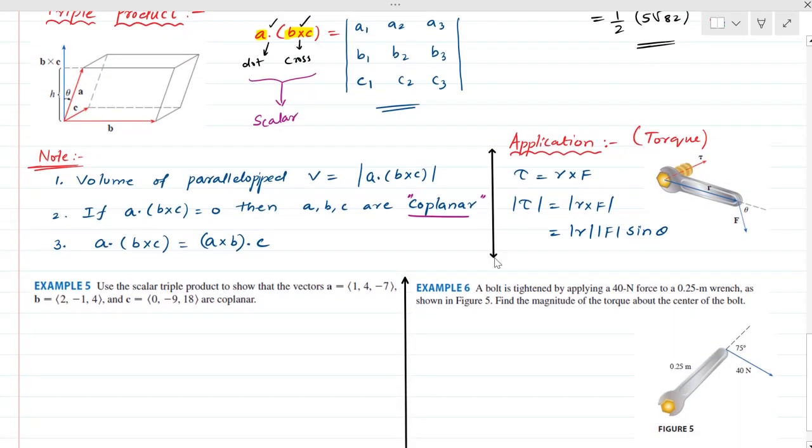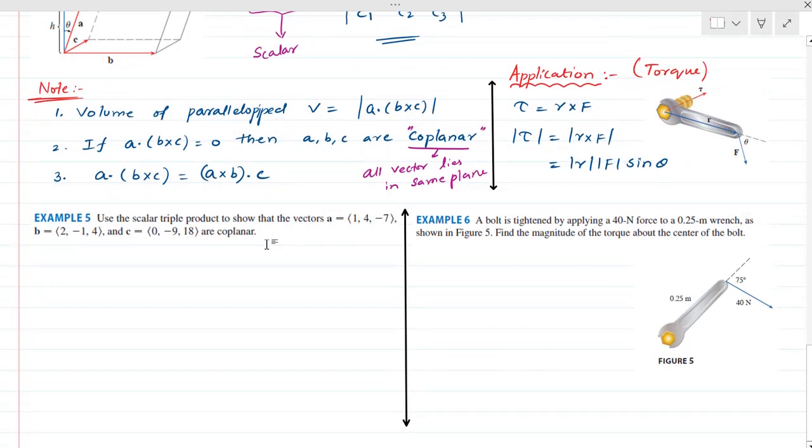So here we have one thing: if A dot B cross C is equal to 0, we say it is coplanar. What do you mean by coplanar? All vectors lie in the same plane. So then we call it coplanar. This is a commutative property we will have, so you can calculate the same thing as a cross product with the dot product.